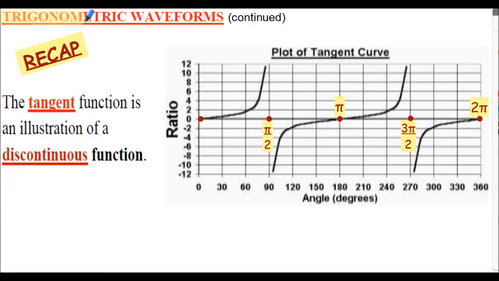Trigonometric waveforms, recap continued. Now y is equal to tan x. This time I plotted between 0 and 360 degrees, or 2 pi radians. This is actually termed a discontinuous function, due to the fact the waveform approaches positive infinity and returns from negative infinity. We've reviewed in more detail the characteristics of the sine, cos and tangent waveforms in previous presentations.